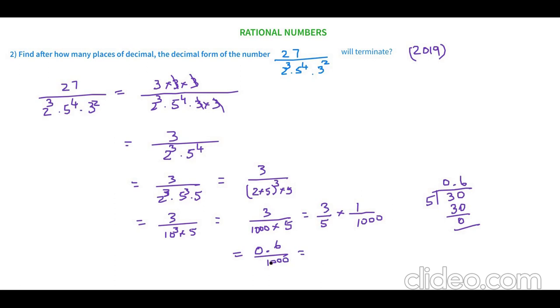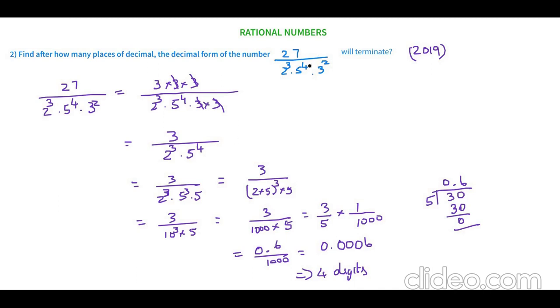So when I divide any decimal by 1000, it moves 3 numbers because it has 3 zeros. It moves 3 numbers towards the left. So the answer would be 0. We have to move 3 decimals, so we'll add 3 zeros. 1, 2, 3 zeros and a 6. So this is our answer. So that this number will terminate after the 4 digits.